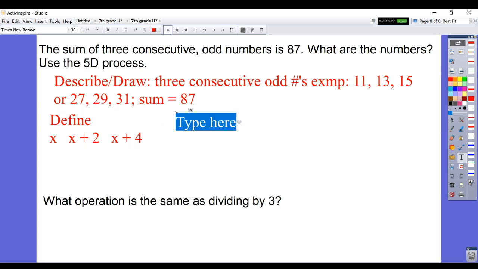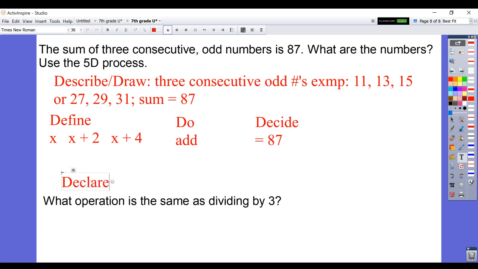And again, you're going to do your do: what are we going to be doing to them? We're going to be adding them. And your decide, which is that they should equal 87. And then you're going to do your declare. Again, you will test and so forth. I believe, just from having looked at my examples, that 27, 29, and 31 might very well work. Let me try it.